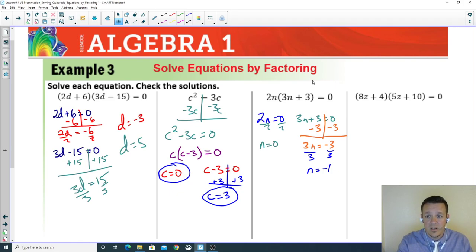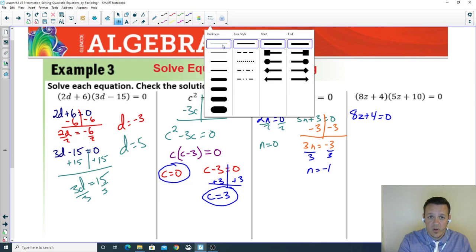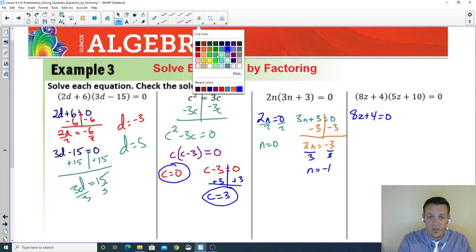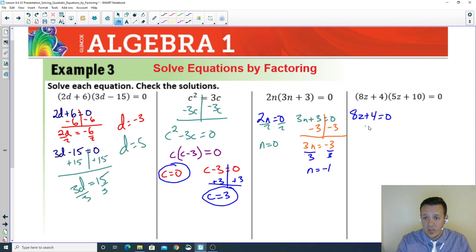And then the last one here is a simple setup where it has an a and a b value already done. So that'd be 8z plus 4 equals 0. And then I'm going to solve this one real quick. Let me change color to green. So this will be minus 4 minus 4. And then it's going to be 8z equals negative 4. Divide by 8.